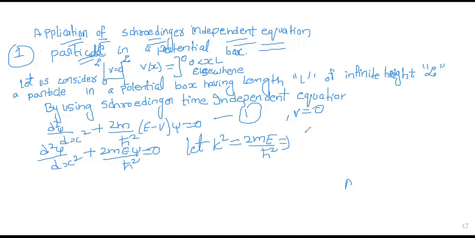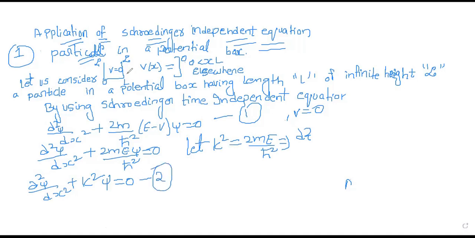So this implies that ∂²ψ/∂x² + k²ψ = 0. Now this is equation number 2. Now see what we have considered.